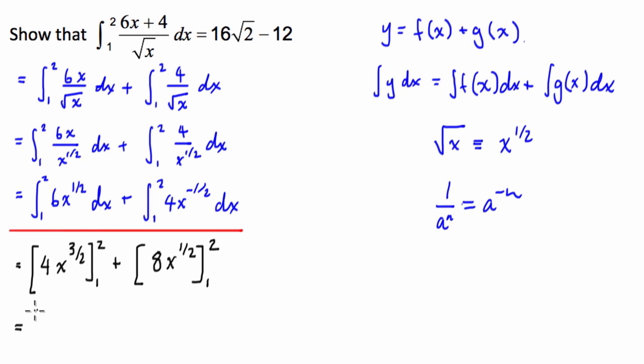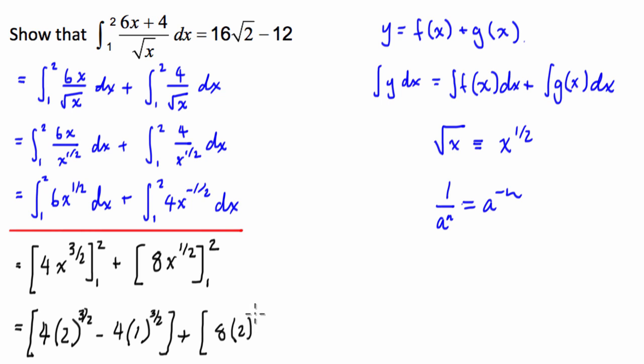So what we're going to do is this is going to be 4 times 2 to the power of 3 over 2, subtract 4 times 1 to the power of 3 over 2. And we're adding that to this integral, which is 8 times 2 to the half, minus 8 times 1 to the half. Cool. So what we'll do is we will take this up here. Let me just change the color.